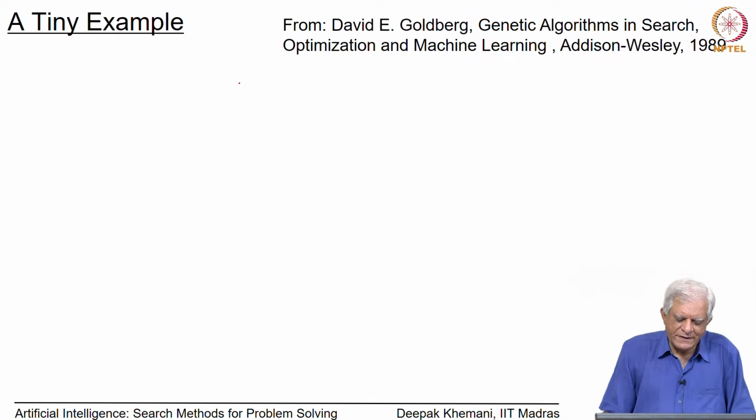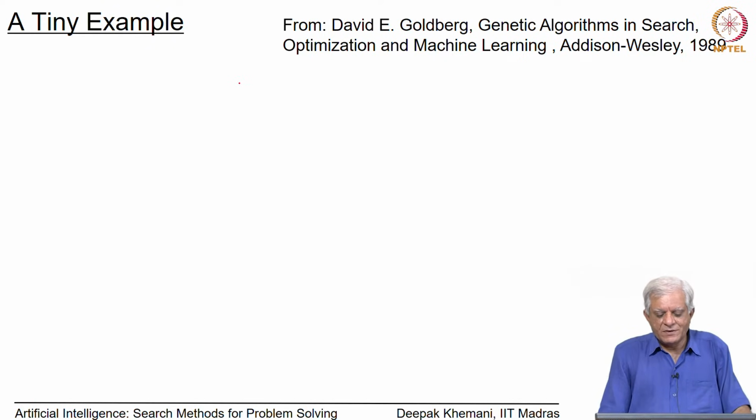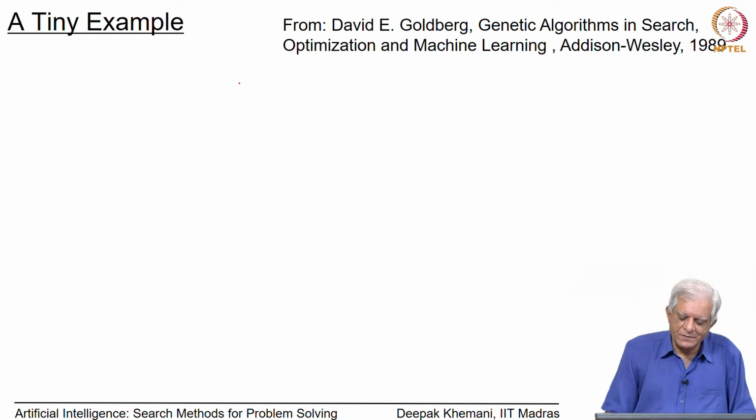So, let us look at a tiny example to illustrate some of the ideas that we have been talking about, and this example is from the book by David Goldberg. The book is called Genetic Algorithms in Search, Optimization and Machine Learning. It is a nice small example, and it illustrates first of all the algorithm itself, and it highlights one feature that we will see towards the end, which talks about under what conditions this algorithm will perform well.